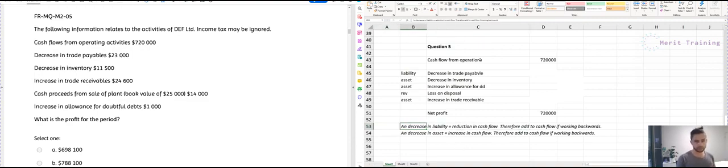Therefore, if we're working from cash flow to net profit, we need to add cash to cash flow if there's a decrease in liability. So I think the best way to work through these questions where it's a little bit confusing is just to write down a rule and think about it logically. If you agree that makes sense logically, then you can use that rule and you can inverse it as well to figure out the other.